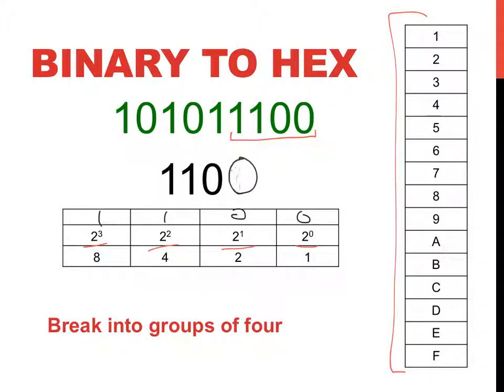So what number have I got there in decimal? I've got 8, 9, 10, 11, 12. I've got 12. And if I go along here, I've got 1, 2, 3, 4, 5, 6, 7, 8, 9, 10, 11, 12. So this portion of my number would be C. That's how I do it, 4 at a time.